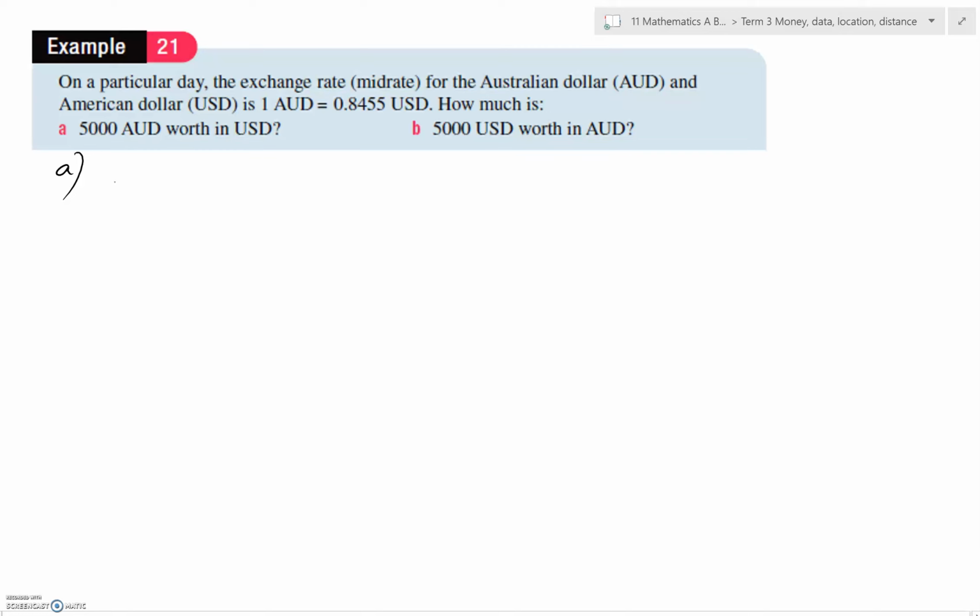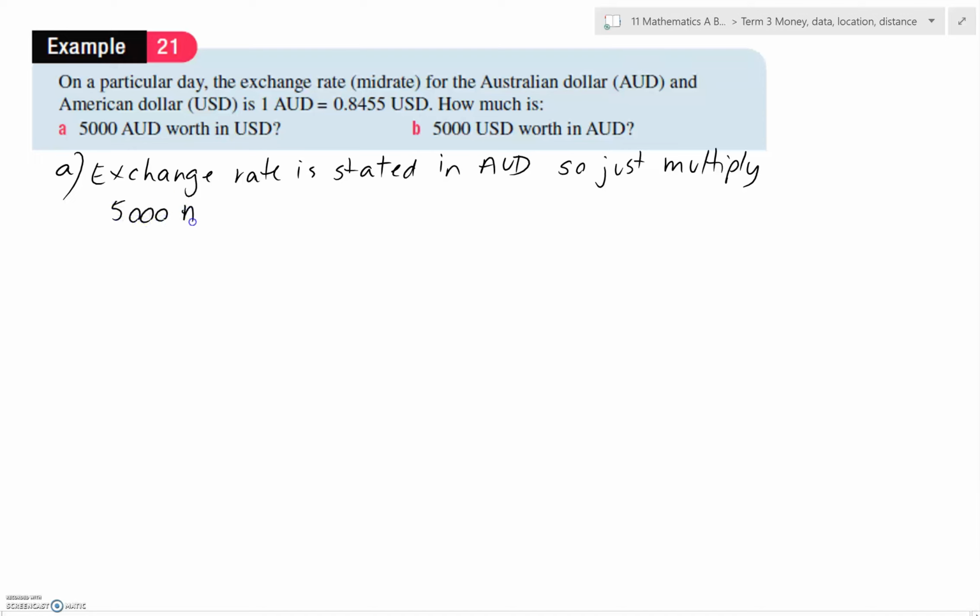So for our first one, our exchange rate is quoted in Australian dollars, and we're working with Australian dollars. So the exchange rate here is stated as 1 Australian dollar equals a certain amount of US dollars. So in this case, we just need to multiply. You need to figure out what you're working with and where you want to end up before you understand what to do. So 5,000 Australian dollars in this case is going to be 5,000 times that US dollar rate.